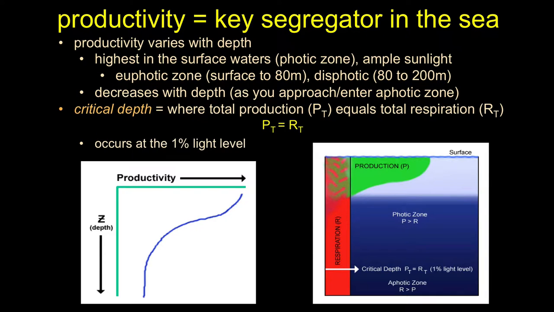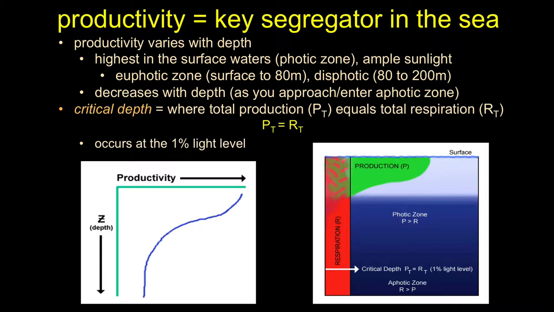Productivity turns out to be a really key segregator of regions of the ocean. First thing to say about that is that productivity directly varies with depth. We talked about this last time. We talked about light and how light decays with depth, and exponentially decays and all that kind of good stuff. So obviously, if we're talking about individuals using light to generate their energy to fix their chemical bonds, the highest light is, again, at the very, very surface of the ocean.